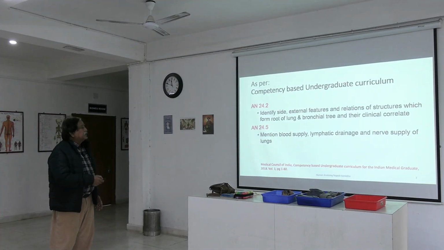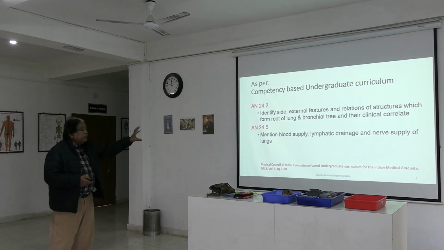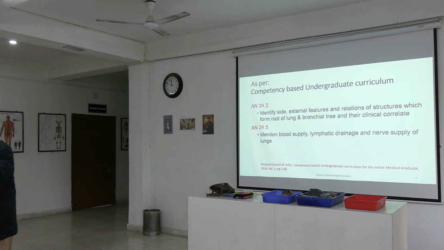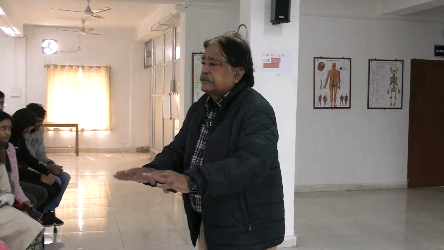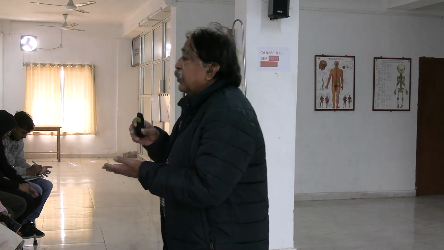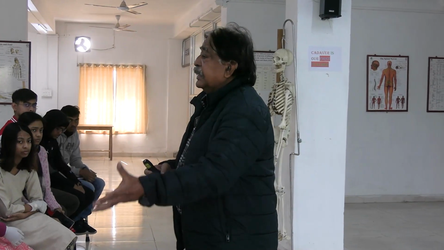Now, external features and relations of structures which form the root of the lung and bronchial tree and their clinical correlation. Mention blood supply, lymphatic drainage and nerve supply of the lungs. Clear? Now, these are the main content, that can be in theory, it can be in your practicals. In the practicals, the right lung and left lung will be there in the tray. Whatever will be set up in the practicals, I am talking about practicals now, it will be set up so that not only 1 lung will be placed.